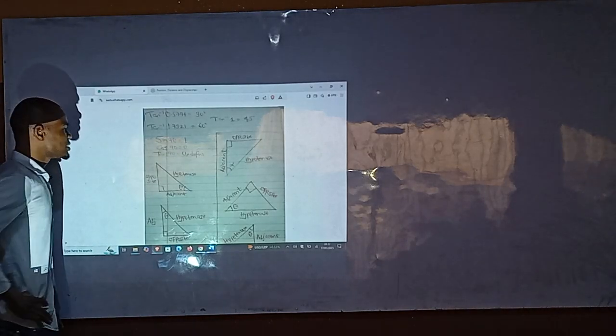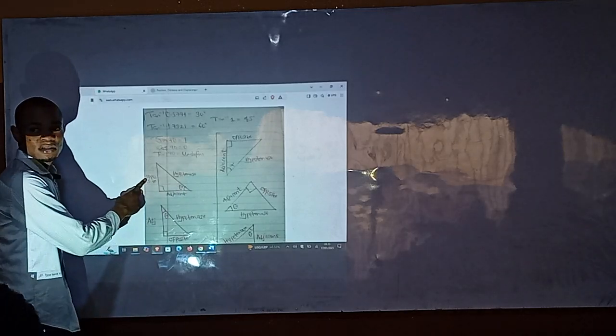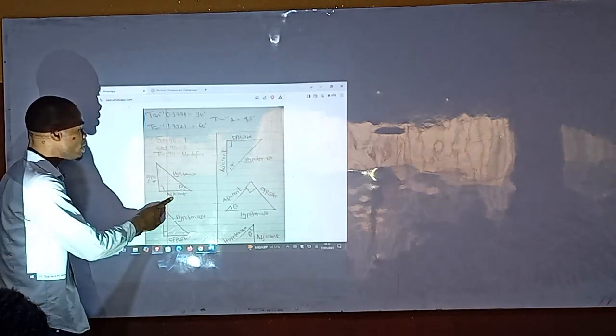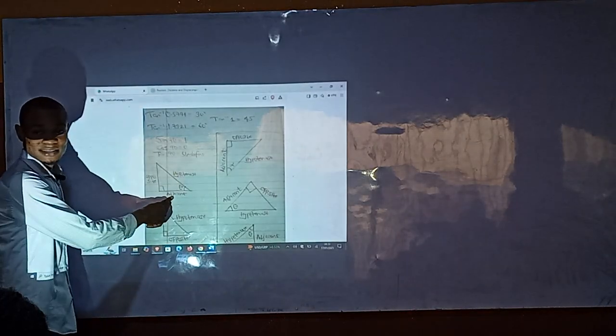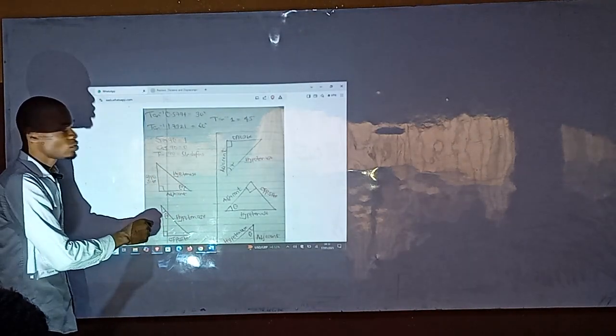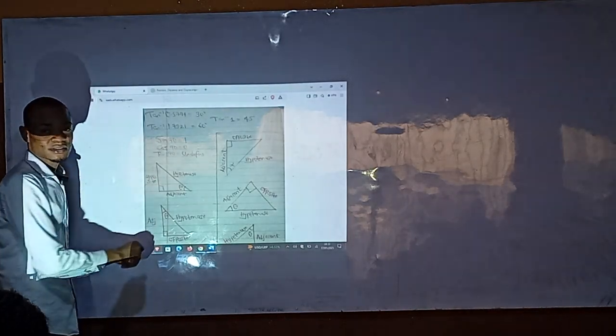So now look at it. In a right angle triangle, you are having opposites, adjacents, and hypotenuse.